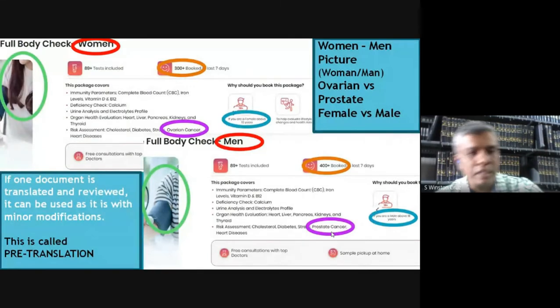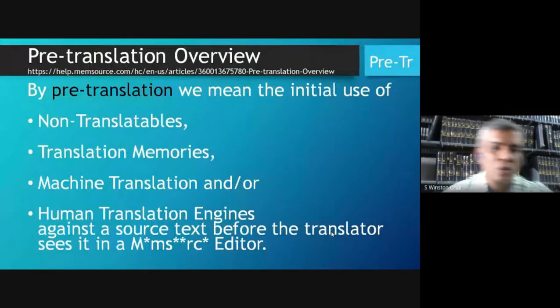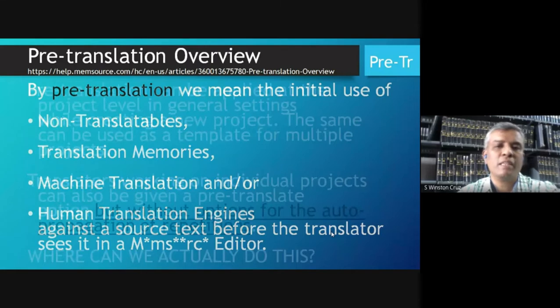You can use a machine translator for the first one, but then review it through a human being and then use it for the next translation, which will be much easier. So a pre-translation means the initial use of non-translatables, translation memories, machine translation, and or human translation engines against the source in some editors.